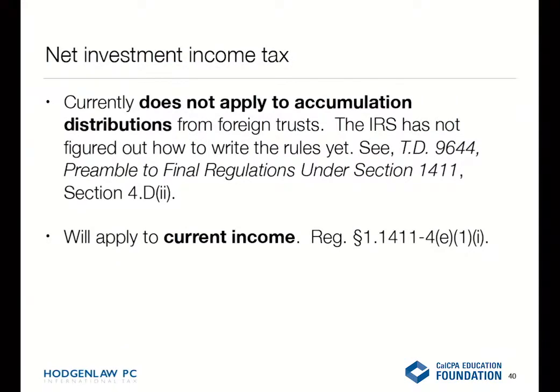Net investment income tax. Under the current regulations, this does not apply to accumulation distributions, but it does apply to current income. So let's say you're operating under the default rules and you have to do this math equation where you take the prior 3 years, multiply by 125%, divide by 3, and you get a portion of the distribution that's current income and a portion that's accumulation distribution. The portion of your distribution that is current income is subject to the net investment income tax. The portion that's accumulation distribution is not.